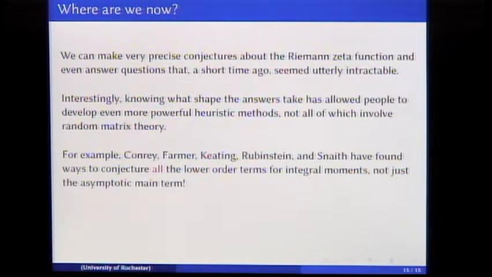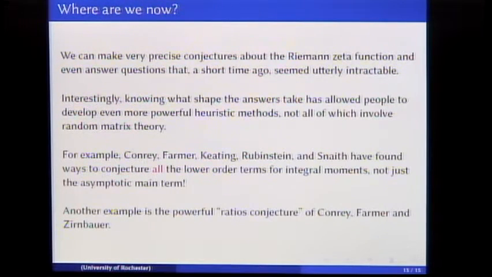For instance, Conrey, Farmer, Keating, Rubinstein, and Snaith found a way to conjecture all the lower order terms, the asymptotic terms that you were asking about earlier. They know how to do this now, and the guidance of random matrix theory and how answers should look led them to this, although it doesn't use random matrix theory. Another great example is something called the ratios conjecture. Both of these are things that Brian and or John will speak about.